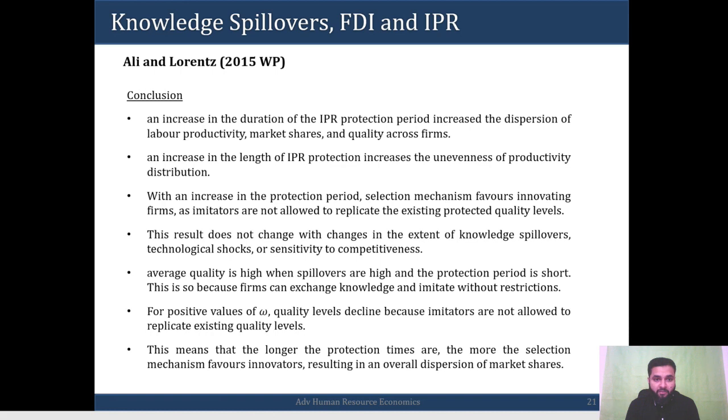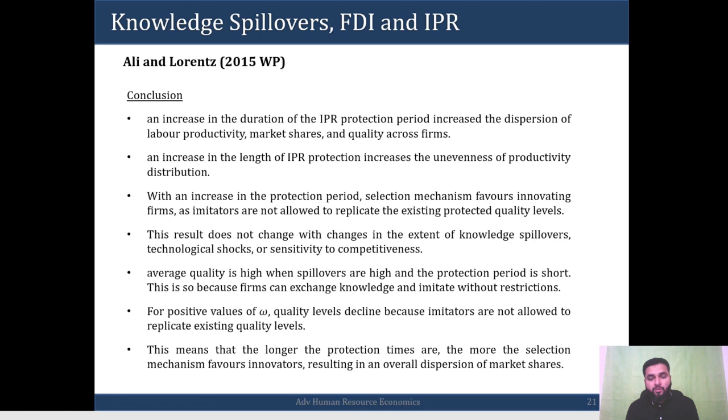The selection mechanism favors innovating firms because when you increase the level of protection, you're favoring innovative firms because they can innovate and protect their knowledge as well. So the imitating firms cannot replicate these existing quality levels. Our results do not change when the extent of knowledge spillovers, technological shocks, and sensitivity to competitiveness are changed, so these are robust to these parameters. Average quality is high when knowledge spillovers are high, as expected, and the protection period is short. This is because, of course, the knowledge is free to be taken, and firms take advantage of that.